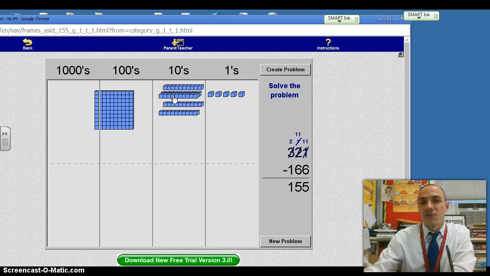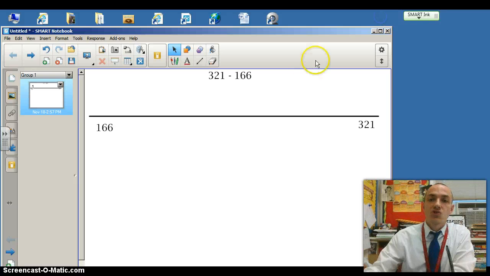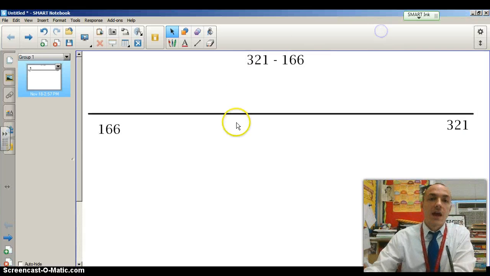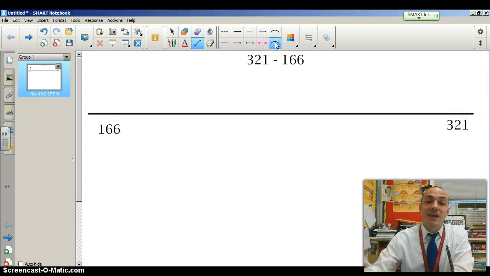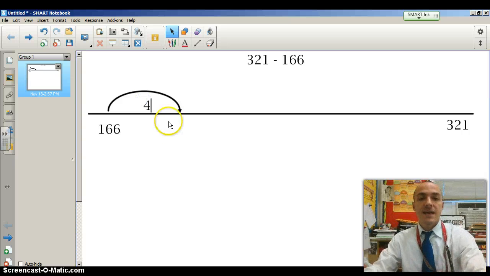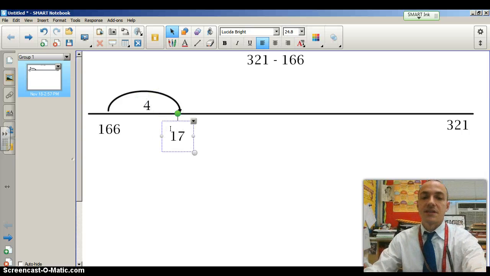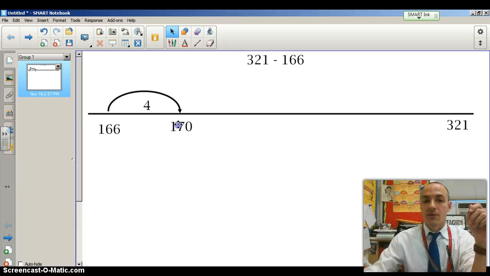Now, when that doesn't work, if crossing out and putting little floating ones is too confusing, we can always try a new strategy. And we can try an open number line. When we do this number line, what we're really doing is counting how many jumps it is to get from 166 to 321. My first jump, I always try to make a nice jump to get me to a nice number. So I'm going to jump 4, and that's going to get me to 170. That's a nice number to work with.